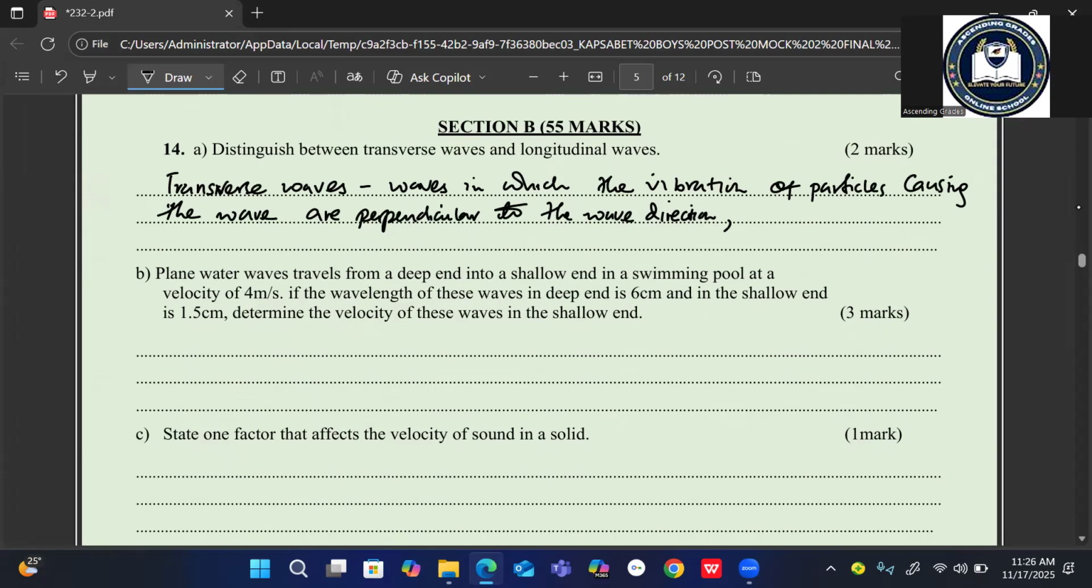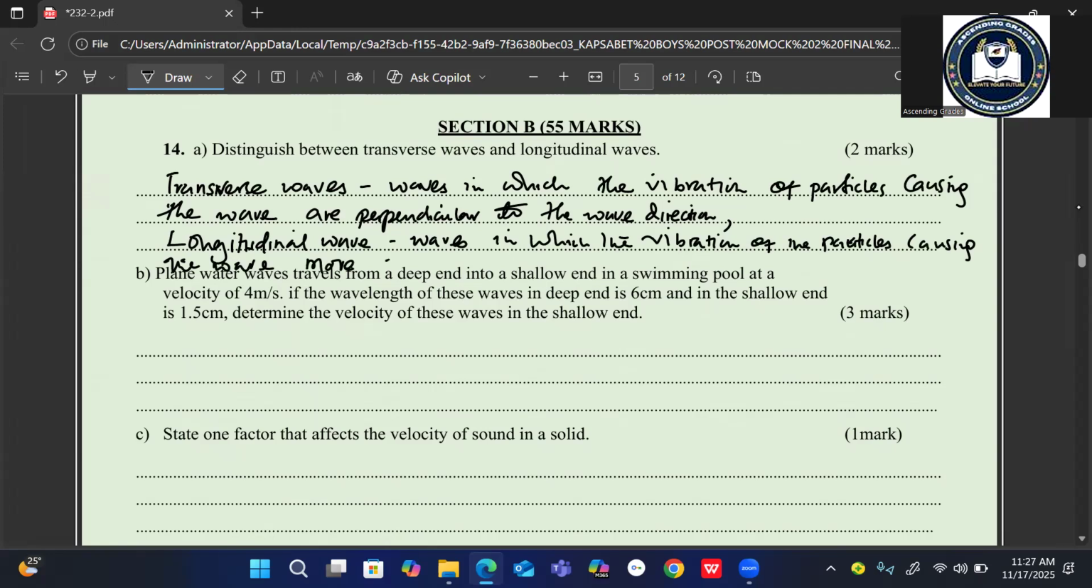While for a longitudinal wave, these are waves in which the vibration of the particles causing the wave move parallel to the wave direction.